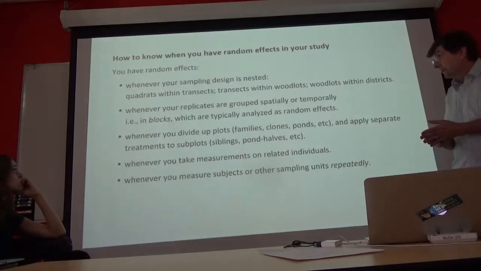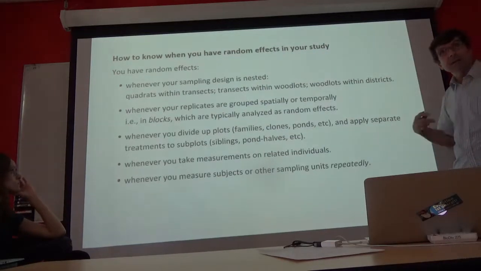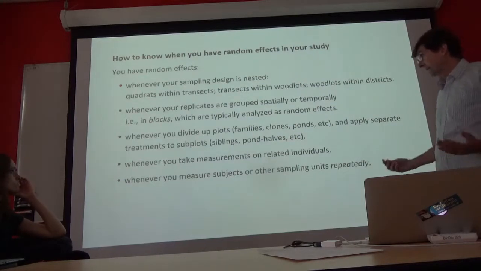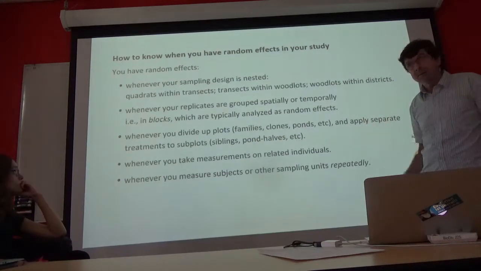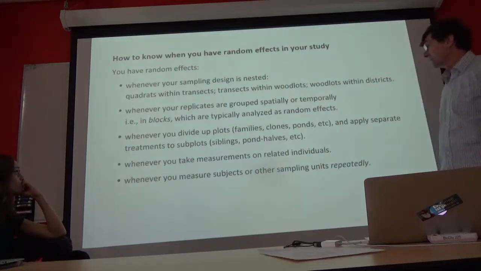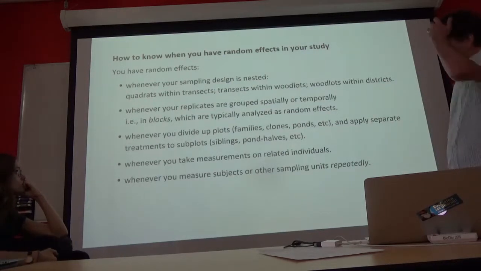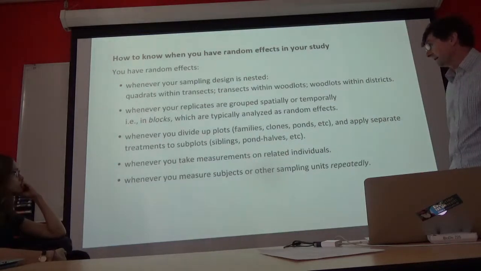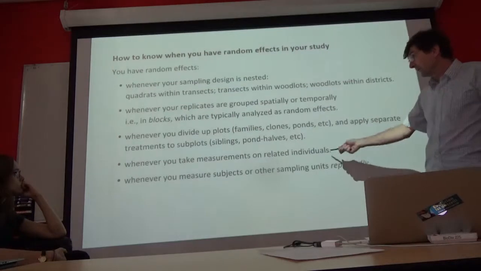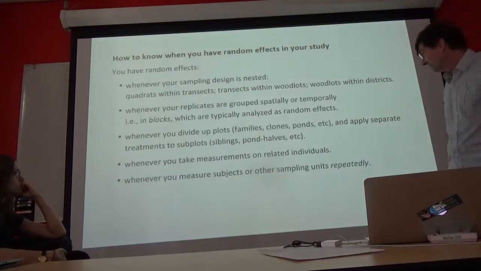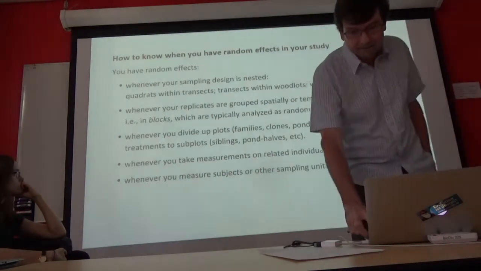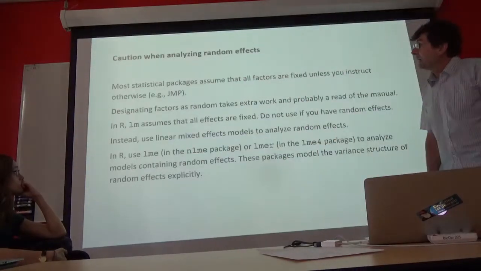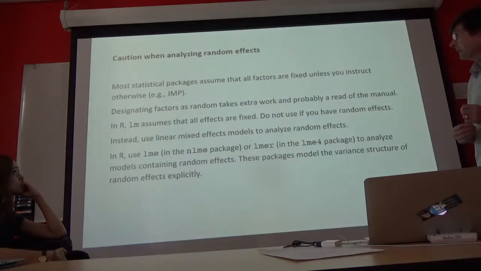And you divide up plots, and then you split them and apply different treatments to each side of the plot, or siblings and families, or anything like that. Different kinds of split plot type structures always involve random effects. A paired design is an example of a design that has random effects, whenever you take measurements on related individuals, and whenever you measure subjects repeatedly. So those are many circumstances in which random effects are present, and then you have to incorporate them.